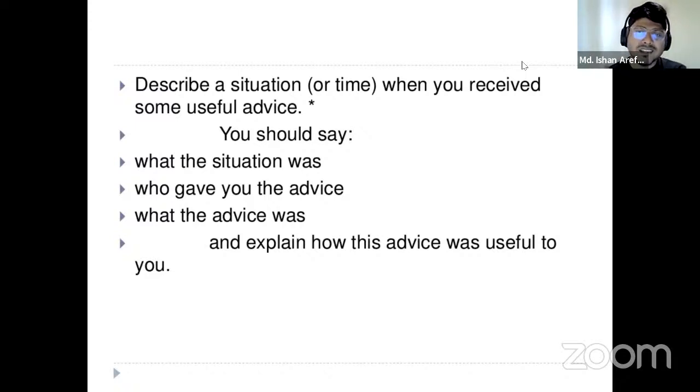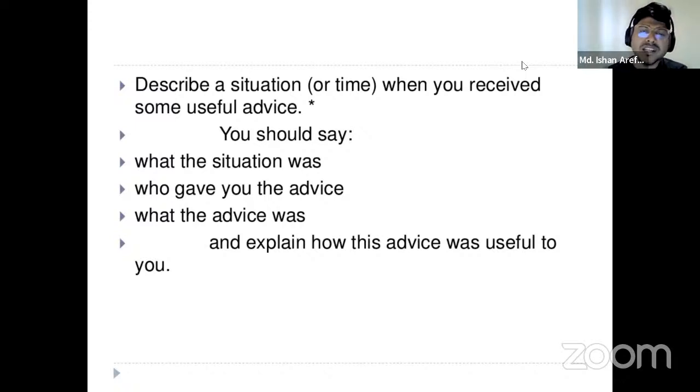You can say that I received advice about getting a good career, or you can say that I received advice before my admission test into the universities, or you can say that I received advice from my father before starting my college life. So you can say anything, but choosing what to say is very important. You have to promptly choose what to say in which topic you are going to talk about.